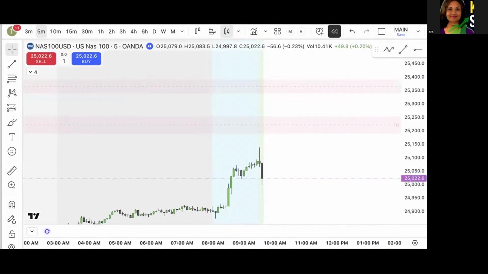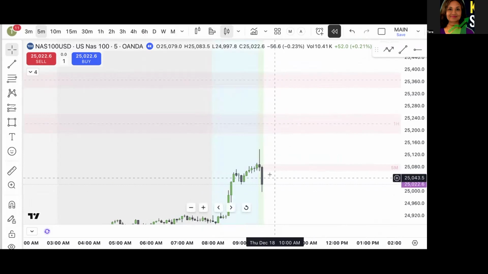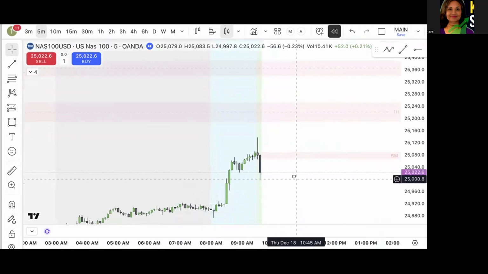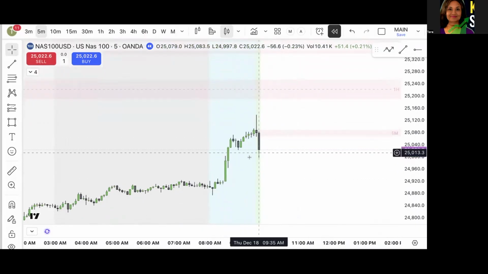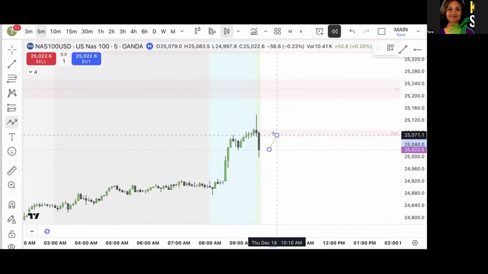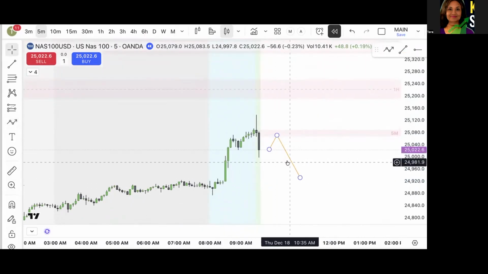And so what I'll do is go ahead and mark the supply zone. So this is a 5-minute supply. And what we'll do is wait for price to come back to this area and continue downward. And what we're hoping for is that price will do this: back up to the supply area and then continue downward to about here. And so we'll see if that happens.